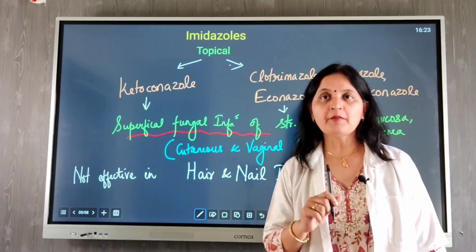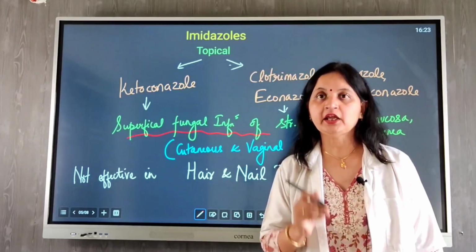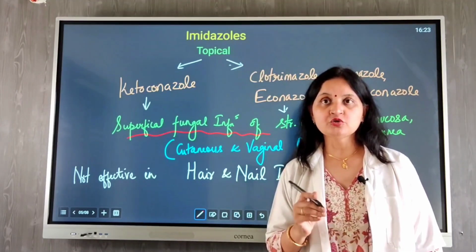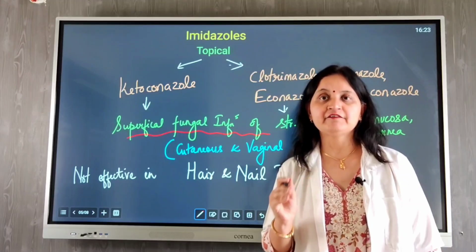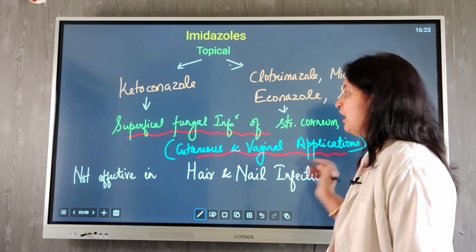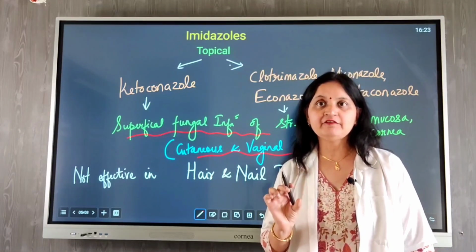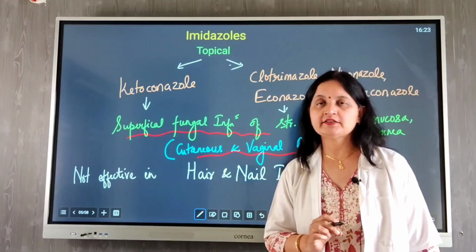So we have seen the drawbacks of oral ketoconazole. Ketoconazole is also available topically. Topical ketoconazole is used for treating superficial fungal infections. They have cutaneous and vaginal applications. However, it is to be noted that they are not effective in hair and nail infections, where griseofulvin is the drug of choice.